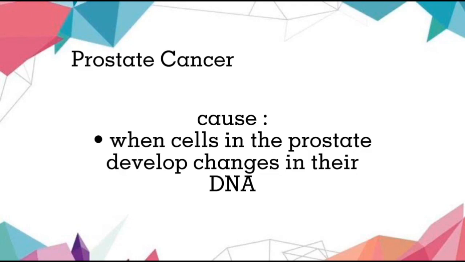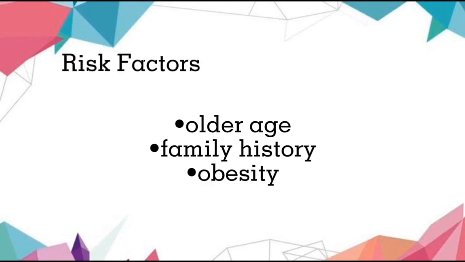Prostate cancer. Prostate cancer begins when cells in the prostate develop changes in their DNA. A cell's DNA contains the instructions that tell a cell what to do. The changes tell the cells to grow and divide more rapidly than normal cells do. The abnormal cells continue living when other cells would die. Factors that can increase your risk of prostate cancer include older age. Your risk of prostate cancer increases as you age. It's most common after age 50.